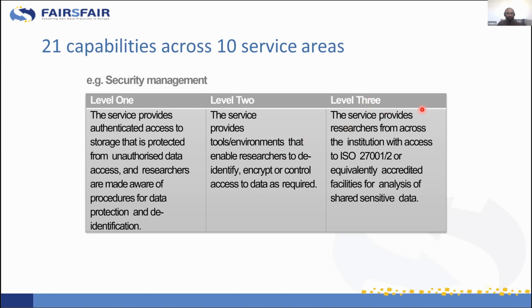Whereas at level three, the service provides researchers from across the institution with access to ISO, blah, blah, blah, or equivalently accredited facilities for analysis of shared sensitive data. And, as I mentioned earlier, for example, ISO standards, they're like the gold standard for certifying the services that might be put into place. To do so might cost a lot of money to get ISO certification. And again, it's that balance that only you'll be able to determine, is it really necessary in your local institution to do that? Because, are you producing enough data, for example?